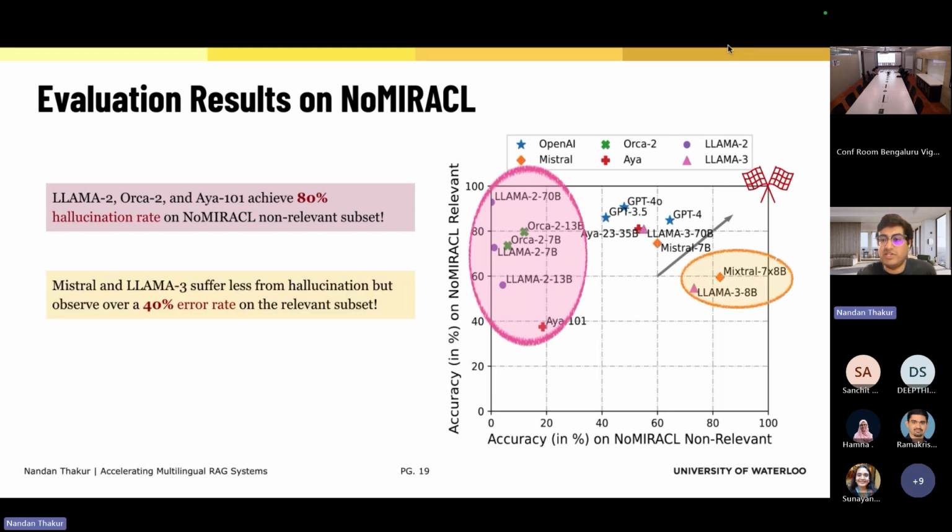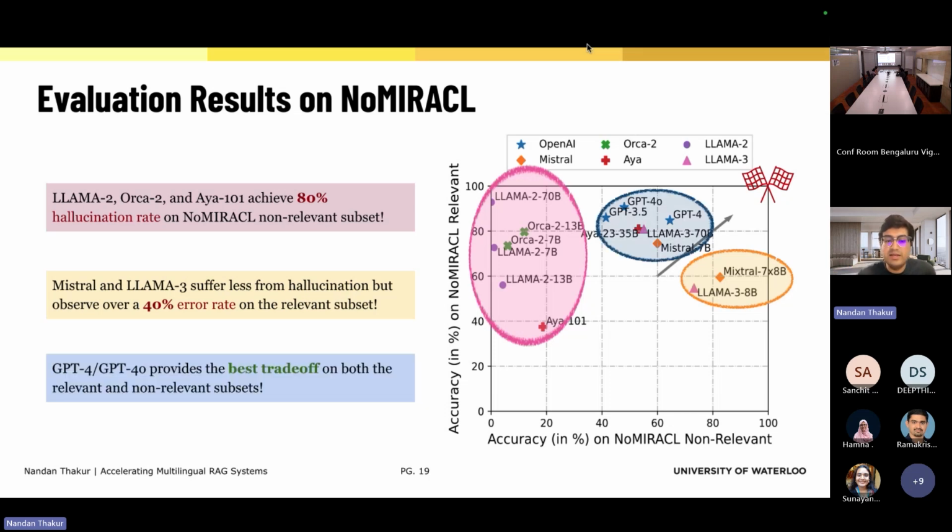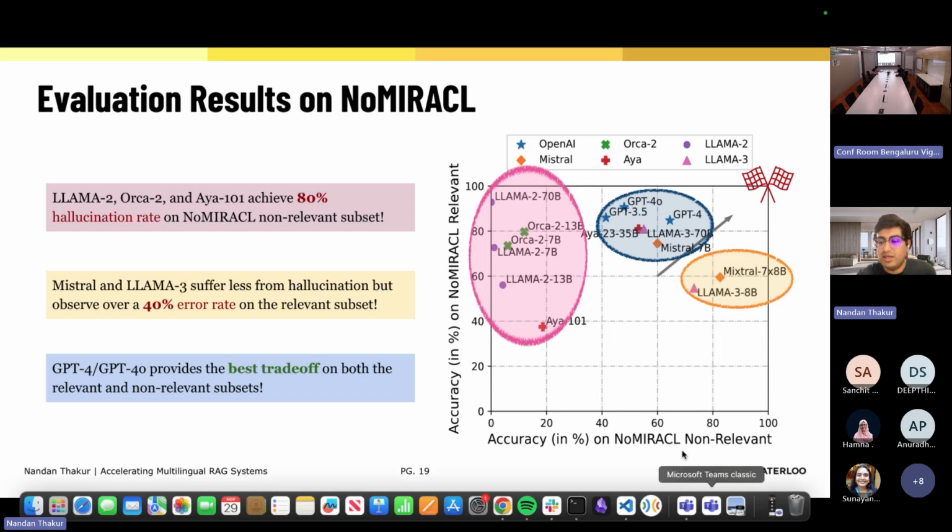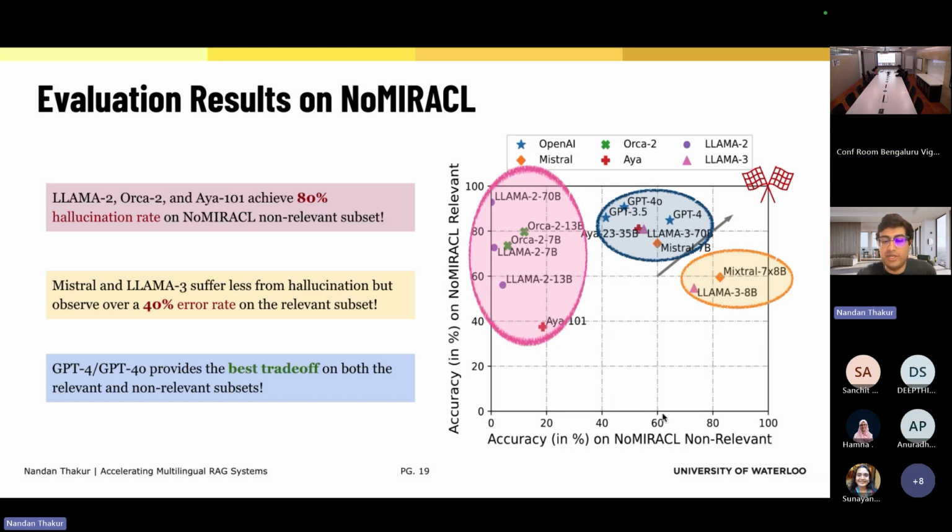Secondly, we found that, interestingly, Mixtral and Llama 3 8B suffer less from hallucination, but they have difficulties in observing the relevant passages. They see over a 40% error rate on the NoMIRACL relevant subset. And third, what we find currently is that GPT-4o, GPT-4, Llama 3 70B, and similarly other large open source models provide the best trade-off between the relevant and the non-relevant subsets, at least in NoMIRACL.